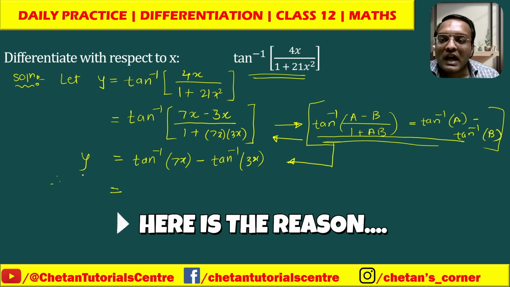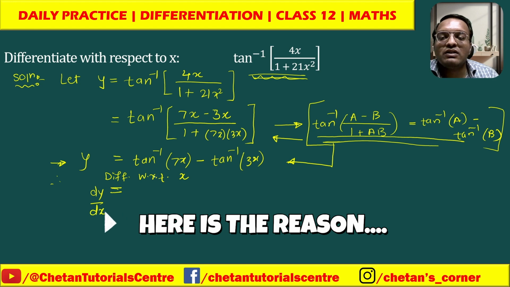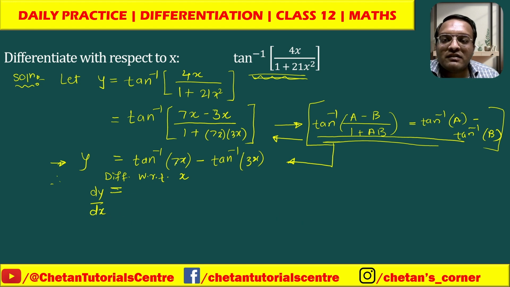Now I have obtained the simplified form of the given function. Now I will differentiate this with respect to x. Then dy by dx is equal to the derivative of tan inverse of 7x. The derivative of tan inverse is 1 upon 1 plus x square, where here x square is 7x bracket square. This is a composite function, so I will multiply this derivative of tan inverse with the derivative of 7x. The derivative of 7x is 7 multiplied by the derivative of x, which is 1.